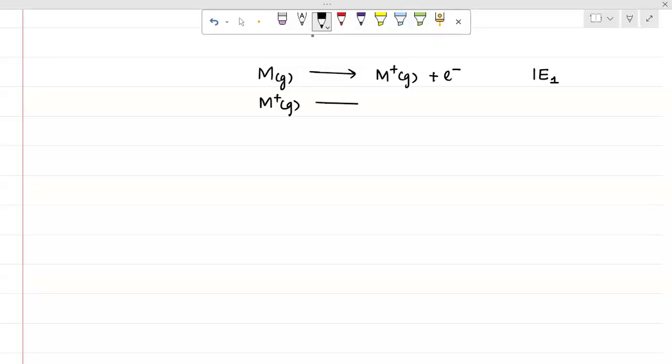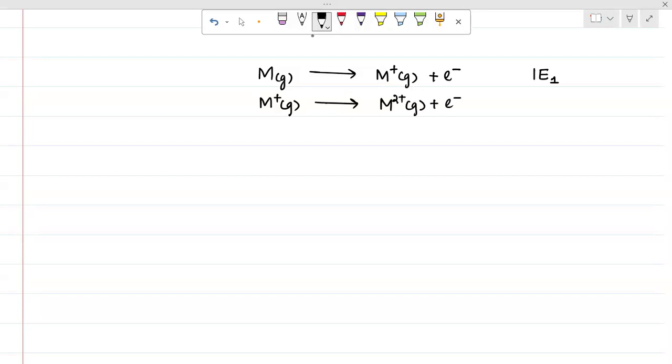Let's say that you have got some metal and you have taken its isolated gaseous state. From this, if you remove one electron, one negative charge is removed, and the metal will now carry a positive charge, M plus, plus one electron. So you have removed one electron, and this corresponds to the first ionization energy. I'm writing it as IE1, with 1 as the subscript. Next, let's say from this M plus, I'm again removing one more electron to give M2 plus.